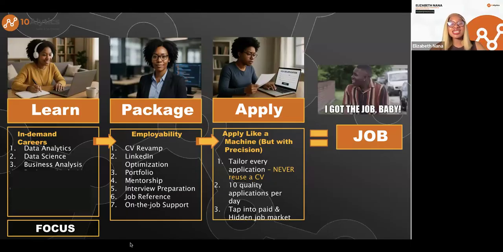Then you also want to make sure you're sending at least 10 quality applications per day, and you're tapping into the paid, the free, and the hidden job markets. And that's where we also come in, because you don't have to worry about that. You don't need to start paying to get access to jobs. Once you're part of the 10 Analytics family, you also have free, unfettered access to jobs that you would naturally have to pay to get access to. Now, using this approach, learn, package, and apply, that is how you get your first role in healthcare informatics in 2026.